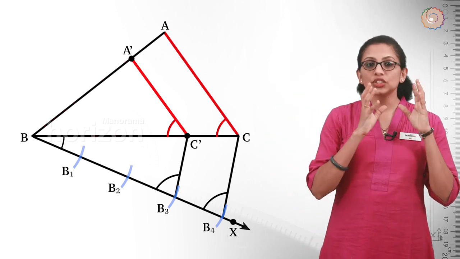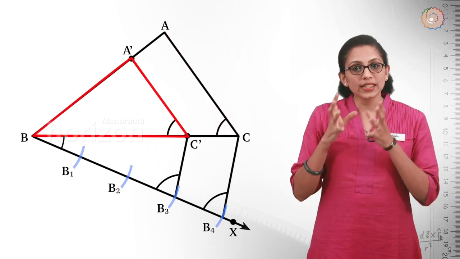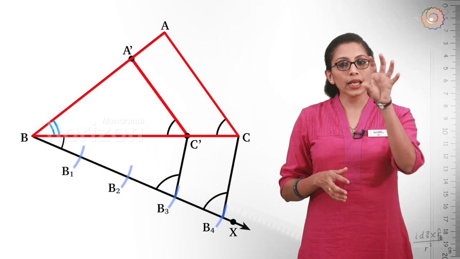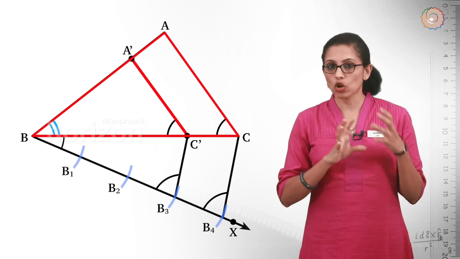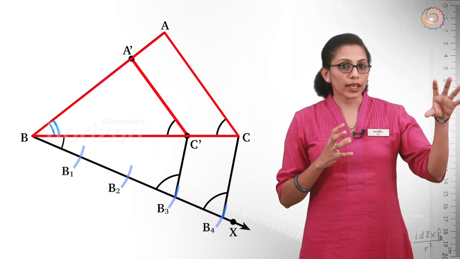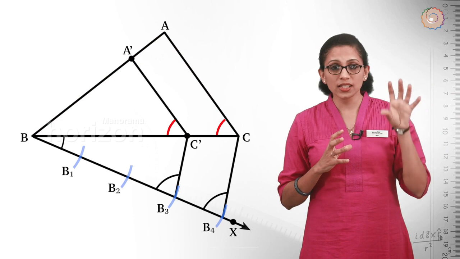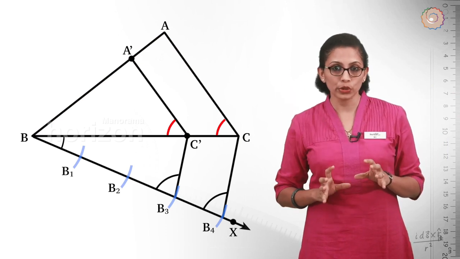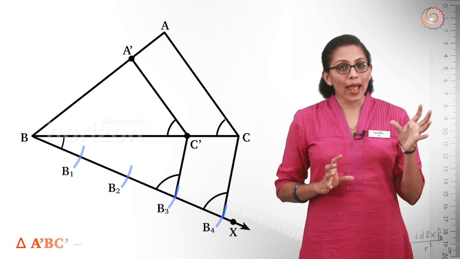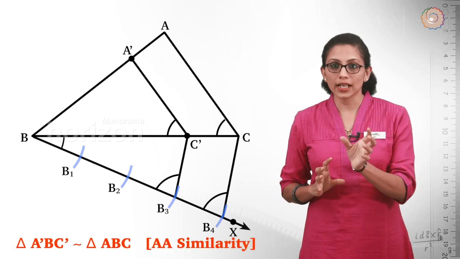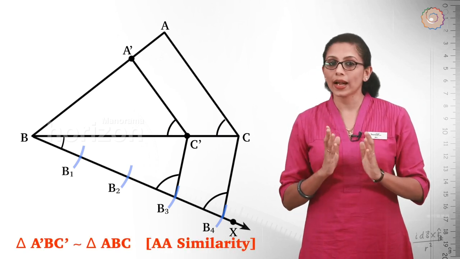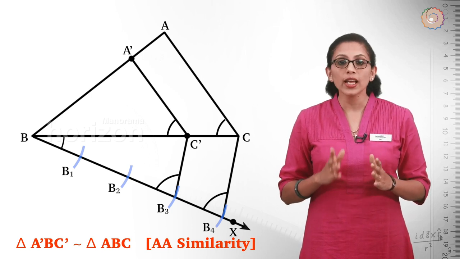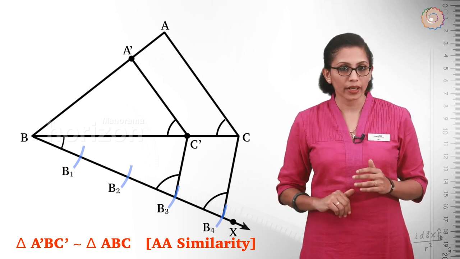Now, consider triangle A dash B C dash and triangle ABC. Angle B is equal to angle B. Reason? It's a common angle. Then, second, angle A dash C dash B is equal to angle ACB from equation number 2. Now, triangle A dash B C dash is similar to triangle ABC by AA similarity. What is AA similarity? Angle-angle similarity.